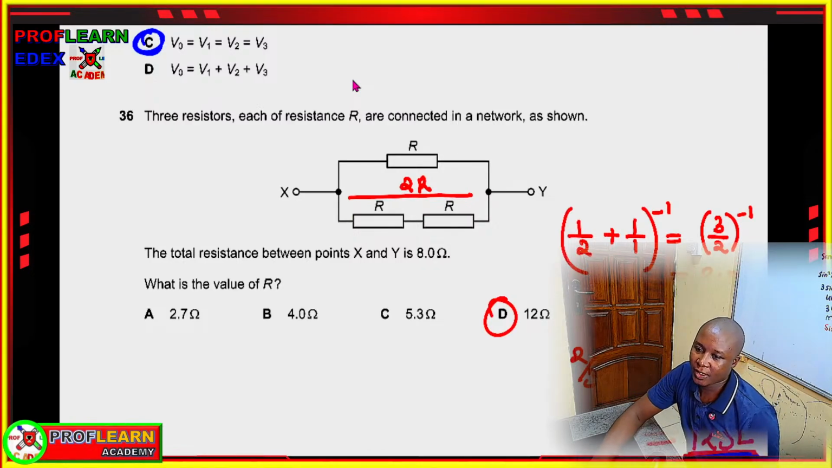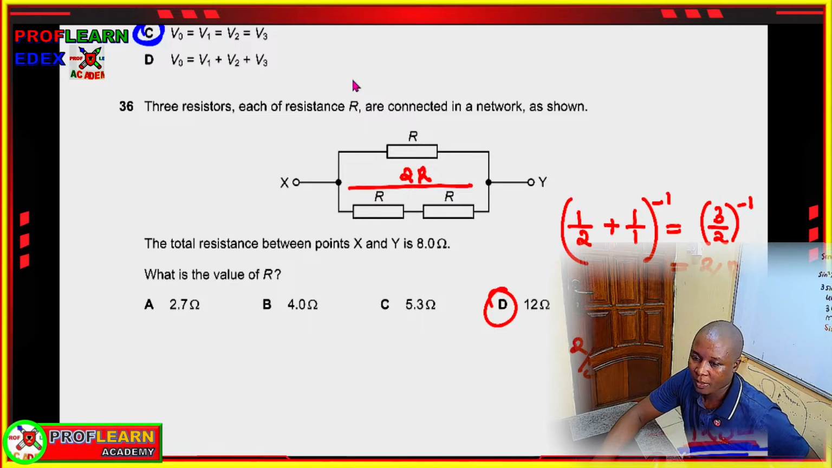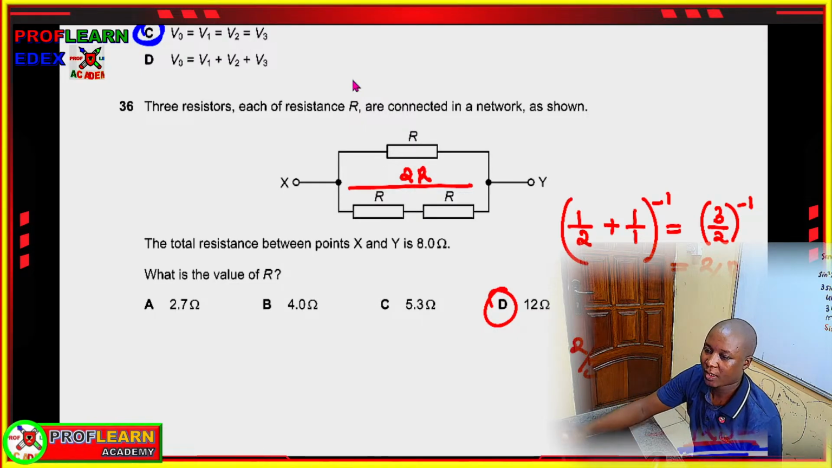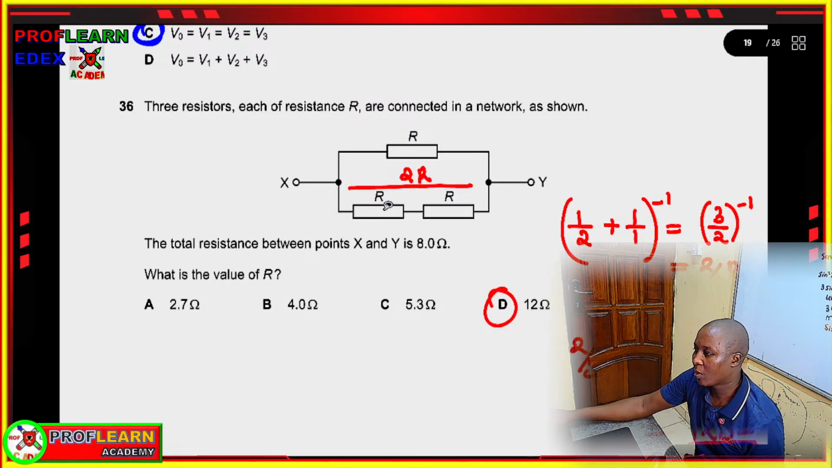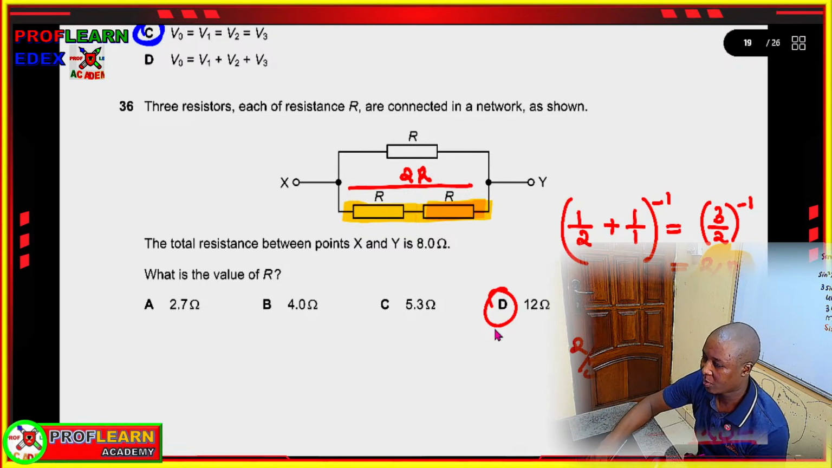Three resistors, each of resistance R, are connected in a network shown there. The total resistance between X and Y is going to be, so first we are going to combine this resistor and this one, so that's going to give us 2R. Then we consider 2R and this one, which are in parallel. So we shall say (1/2 plus 1/1) raised to power -1, and the total resistance in that case is going to reduce to 2/3.